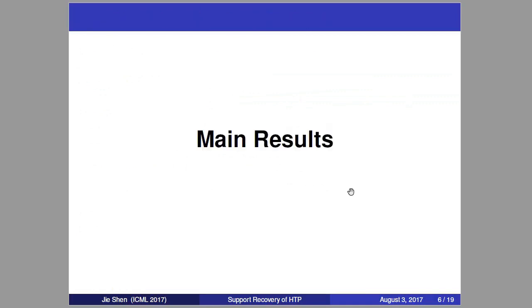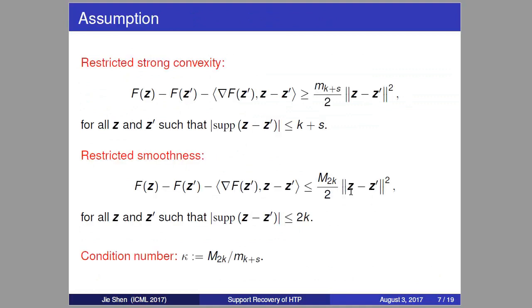Now I'm going to present our main results. For our analysis, we need to make two assumptions. The first one is restricted strong convexity with parameter little m, and the second one is restricted smoothness with parameter capital M. We define the condition number kappa as the ratio of capital M over little m.